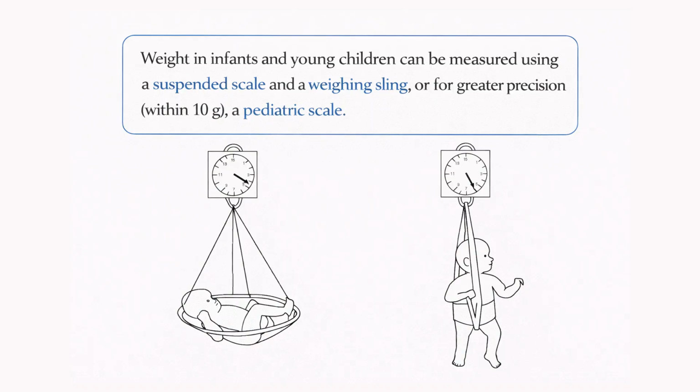Weight in infants and young children can be measured using a suspended scale and a weighing sling. For greater precision, within 10 grams, a pediatric scale is used. For older children and adults, portable electronic digital scales with a tare capacity are recommended. Elbow breadth is used as a measure of frame size, which is relatively independent of adiposity and age. It should be measured with flat blade sliding calipers.